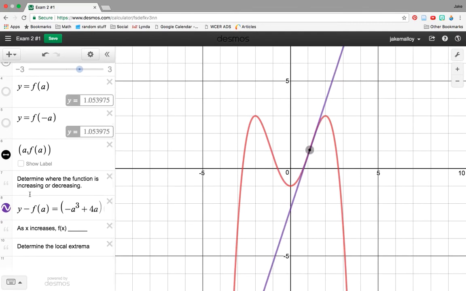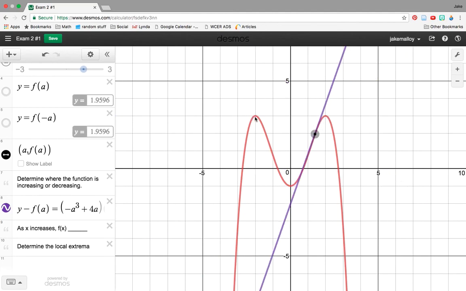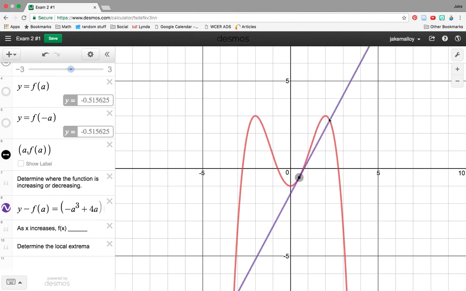And then the last part of that question asks us to determine the local extrema. Of course we have a local minimum here at the point 0, negative 1, and we have two matching local maxima at negative 2, 3, and at 2, 3.